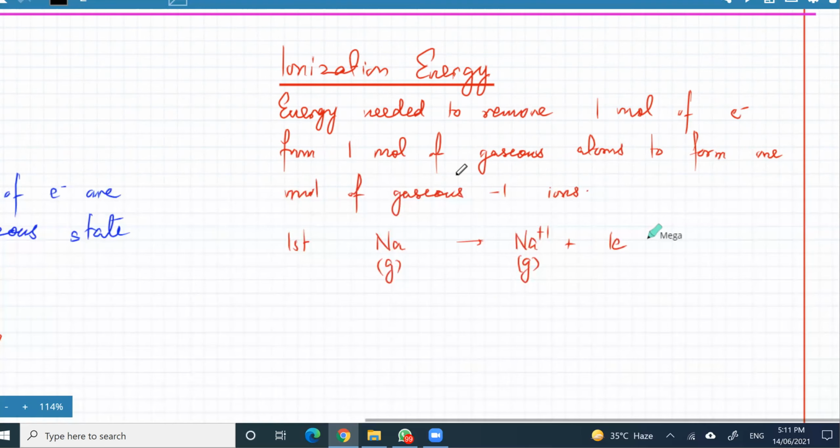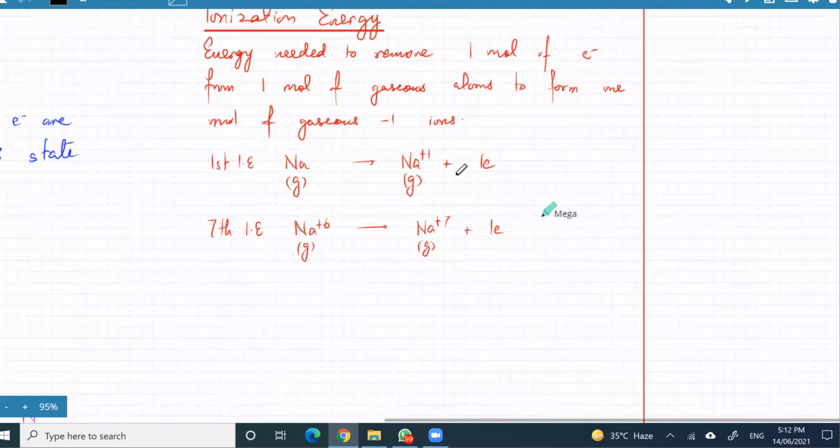Now, in this case, this is the first ionization energy. How would you write the seventh ionization energy of sodium? Na plus 6 gives us Na plus 7 plus 1 electron. So it loses the seventh electron and turns into Na plus 7 plus 1 electron.